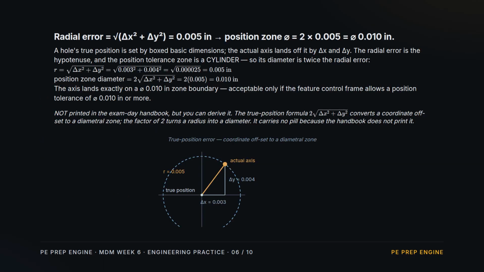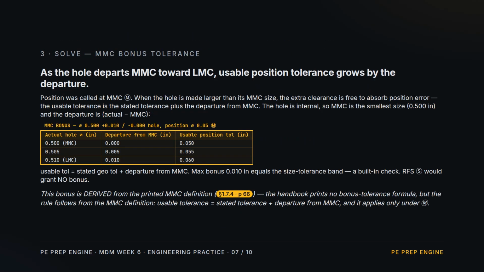Solve Problem 3. True position. The actual axis lands off the true position by 3/1000ths in one direction and 4 in the other. The radial error is the hypotenuse. A 3-4-5 triangle gives 5/1000ths. Because the position zone is a cylinder, its diameter is twice that radial error, 10/1000ths. The axis sits right on the zone edge, so it passes only if the frame allows a diameter of 10/1000ths or more.